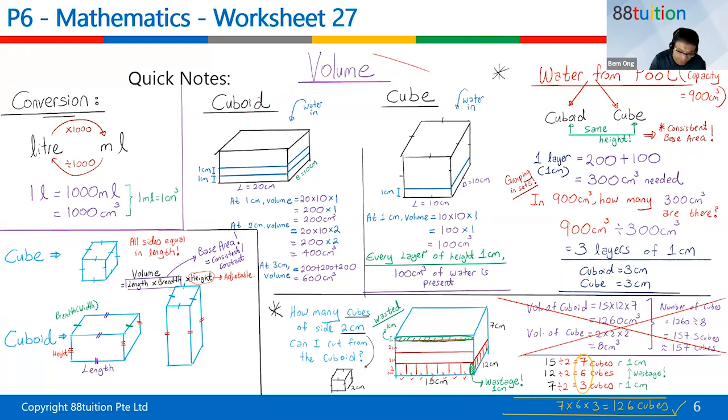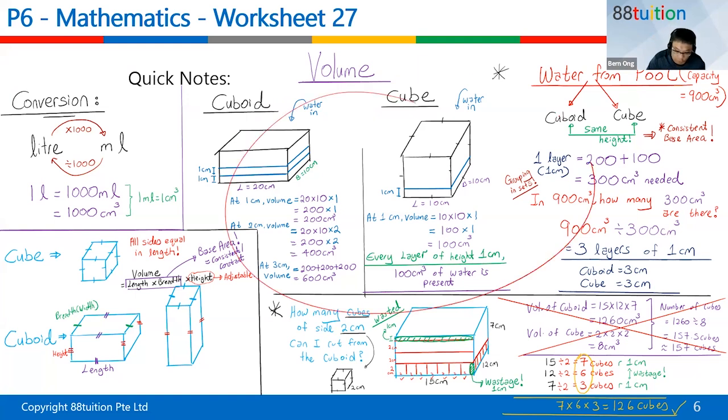So for this type of question, please remember one thing. Layer upon layer, water will always fill up the bottom portion first. Why? Because liquid always flows from a top place to a bottom place. And after it fills up the bottom place, it will then layer up to fill up the next layer, and so on.